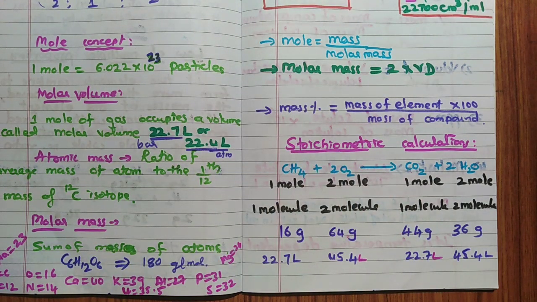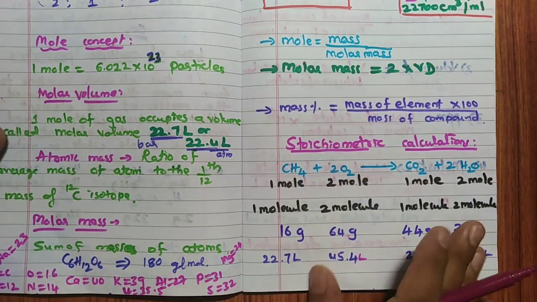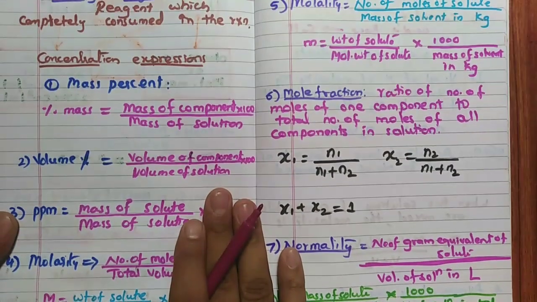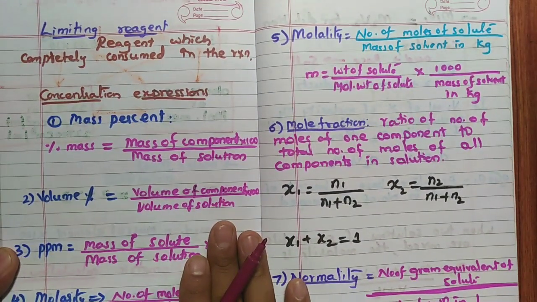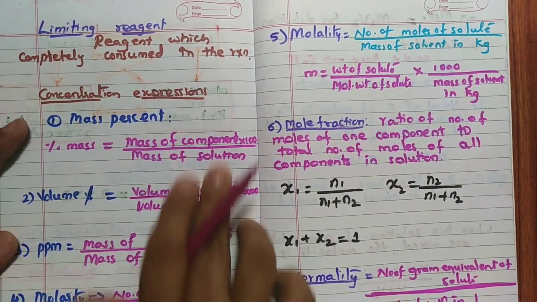But you have to solve, whatever questions I solve is not enough, my dear students, remember. So you have to solve many more questions from some other reference books. Fine, this is stoichiometric calculations. Then limiting reagent. Limiting reagent is nothing but the reagent which is completely consumed in the reaction.